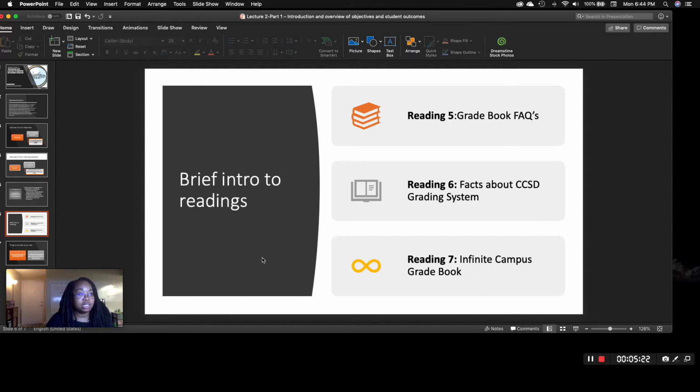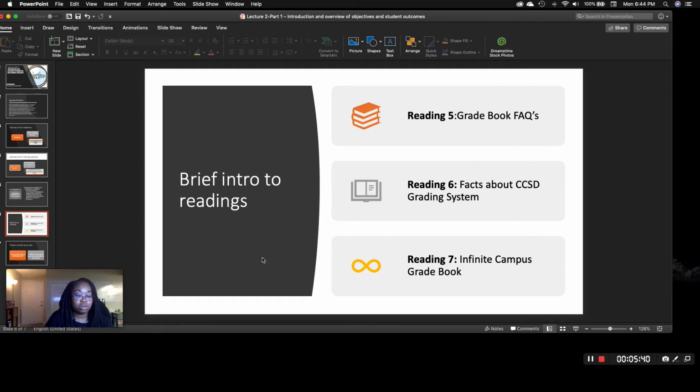All right, brief intro to the readings. Reading 5 is some gradebook facts that you should know. Reading 6, facts about the CCSD grading system. And then, I think that one's the 15 fixes for the broken grading that we do sometimes. And then reading 7, Infinite Campus Grade Book. So these are our resources for you that we'll go over this week.